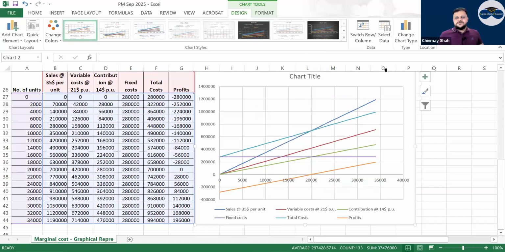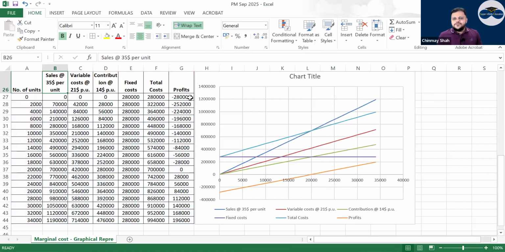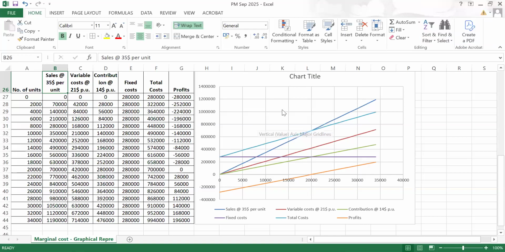Now see, first I want to analyze contribution. Now go to this table. Contribution is received by which two factors? Which two factors help you to receive contribution? Sales and variable cost. Sir, how to go through the graph again? Which graph, beta? How to make the graph out of it?